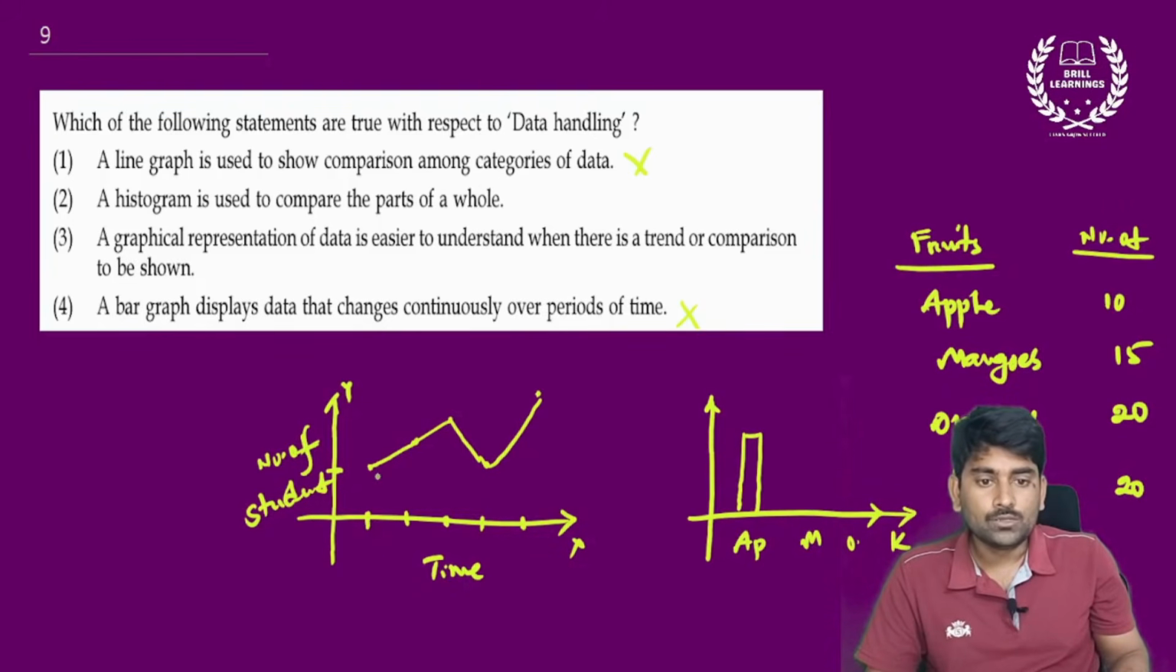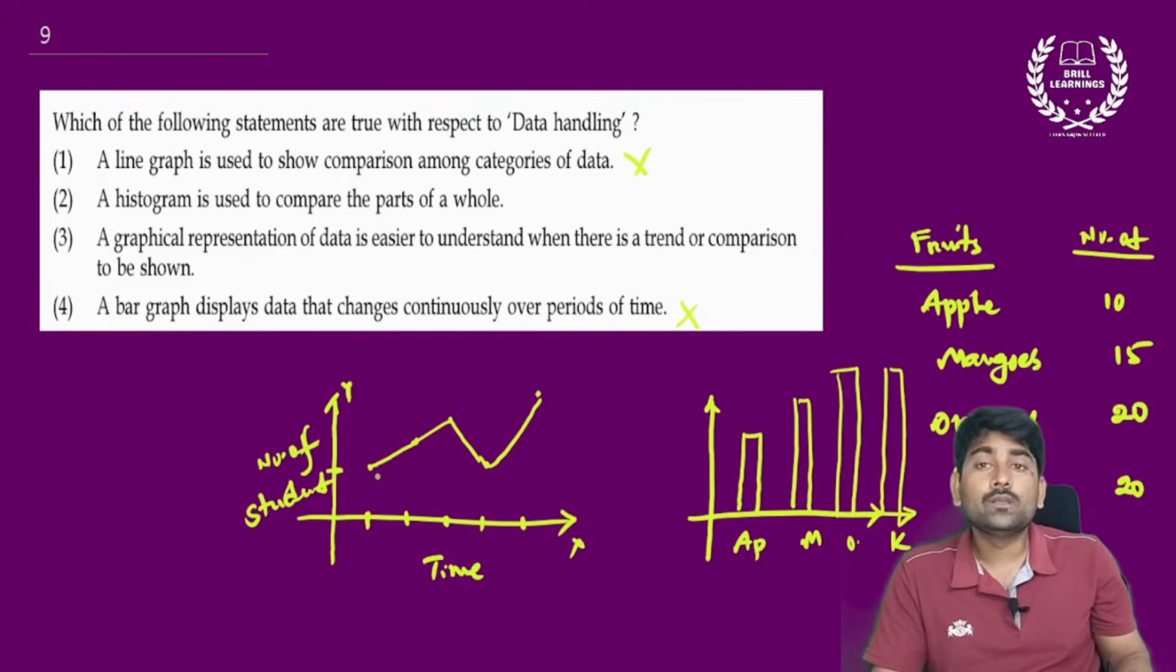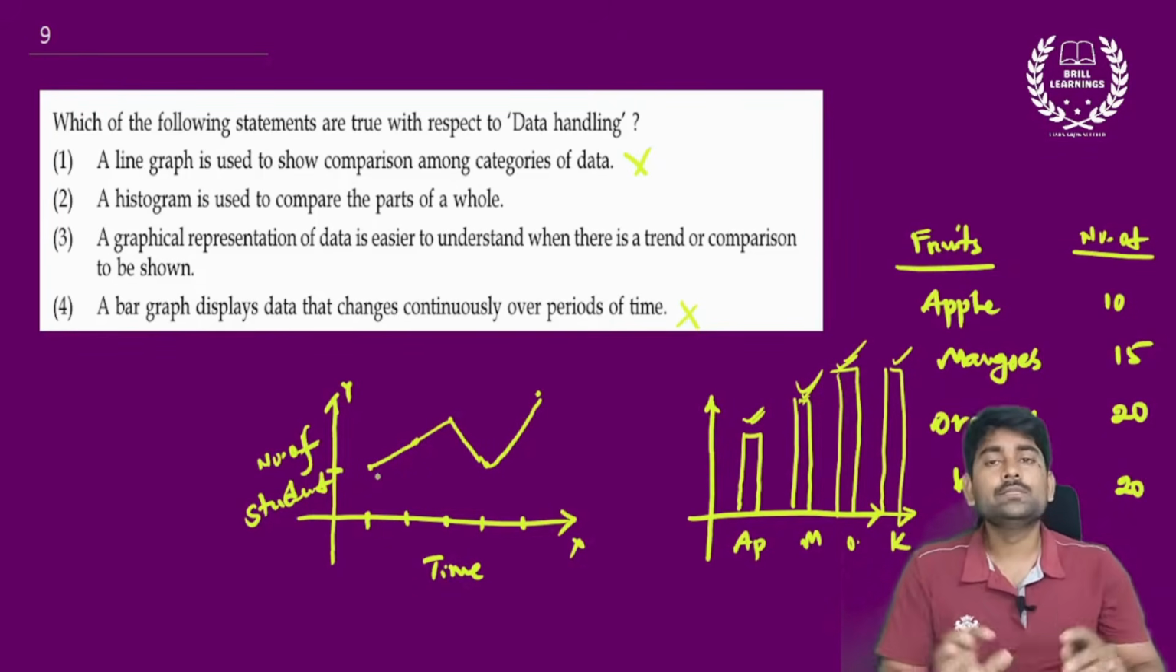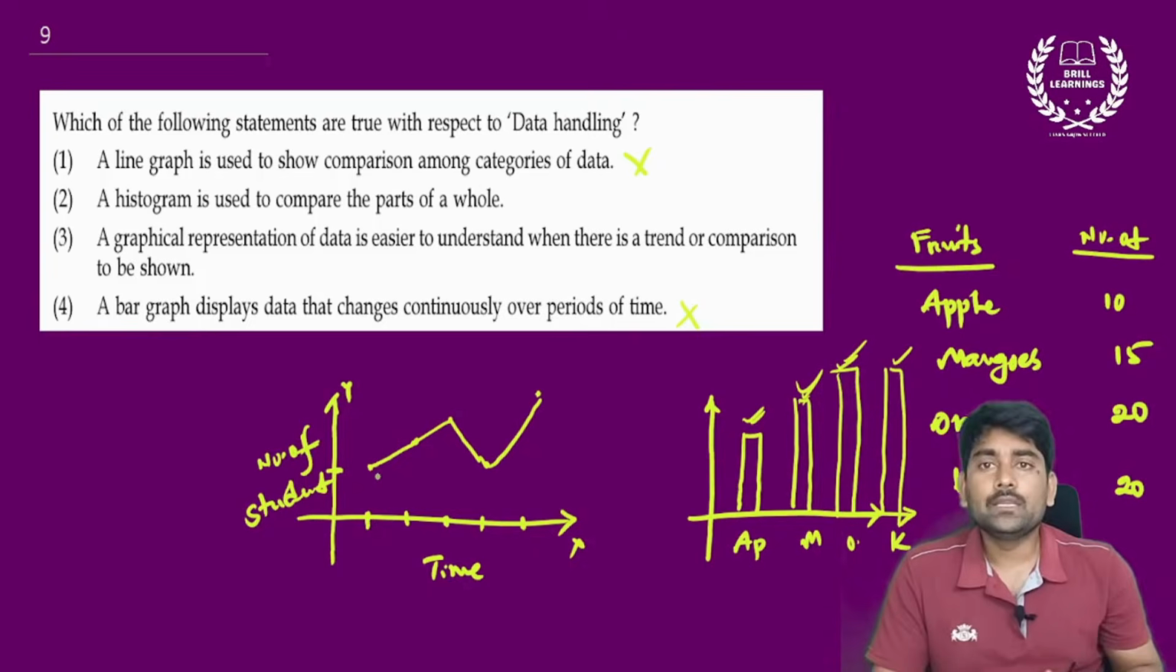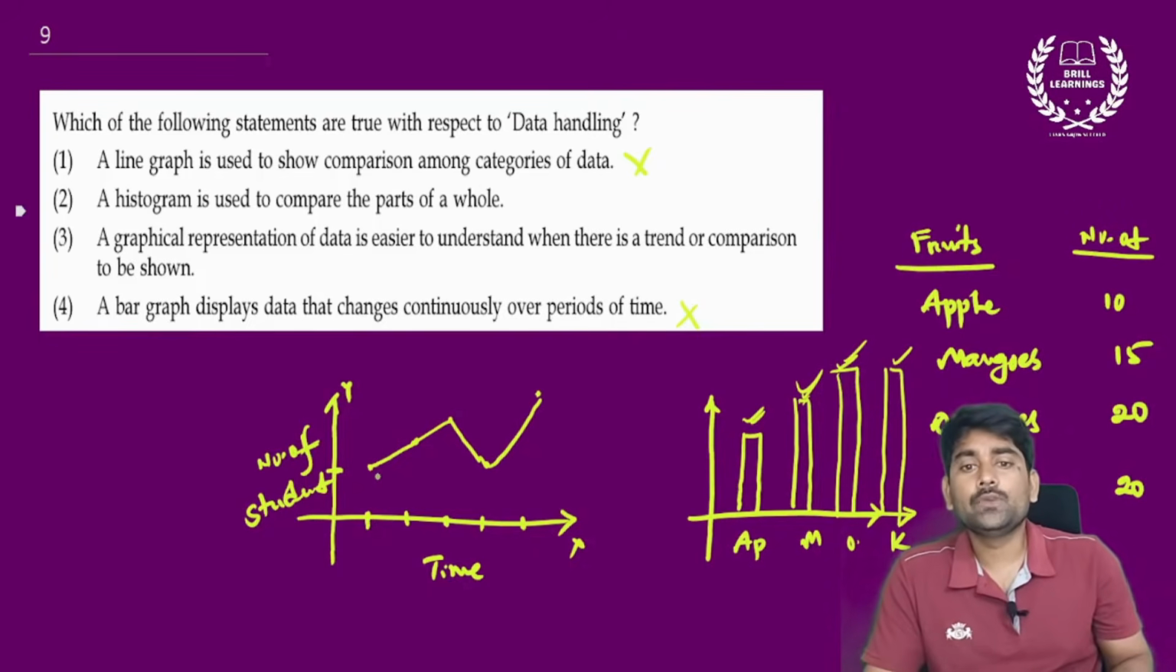First one is 10, second one is 15, third one is 20, oranges 20, and kiwi also 20. It will look like this, and this is called a bar graph representation. It shows the comparison here. This one is lesser than this one, and this one is lesser than this one. These two are equal. This shows the comparison between the categories of data, which is a bar graph. That is why, in the first statement they have given line graph, and in the second statement they have given bar graph. If I interchange these two statements, then both statements will be correct.